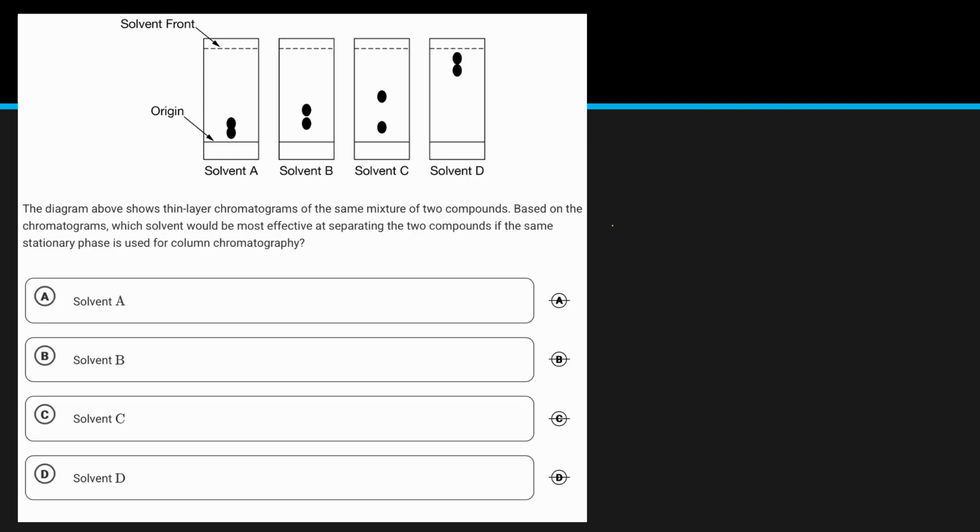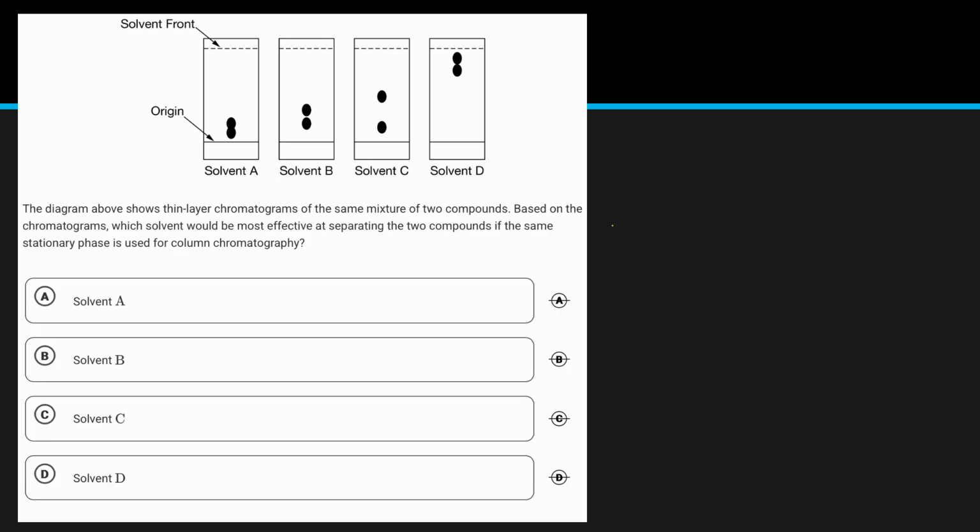All right, so before we move on to distillation, let's do a few practice questions with chromatography. The diagram above shows thin layer chromatograms of the same mixture of two compounds. Based on the chromatograms, which solvent would be most effective at separating the two compounds if the same stationary phase is used for column chromatography?